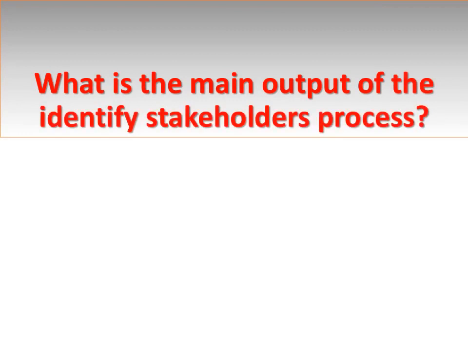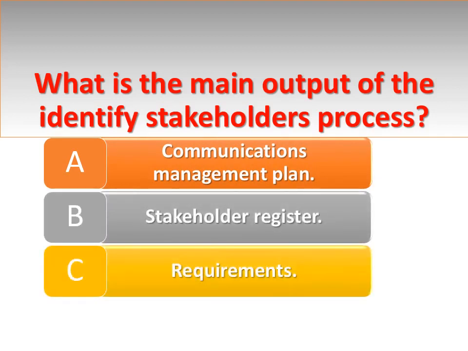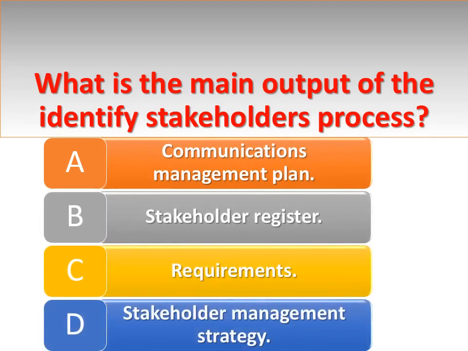Question number 16. What is the main output of the Identify Stakeholders process? A. Communications Management Plan. B. Stakeholder Register. C. Requirements. D. Stakeholder Management Strategy. Answer B.